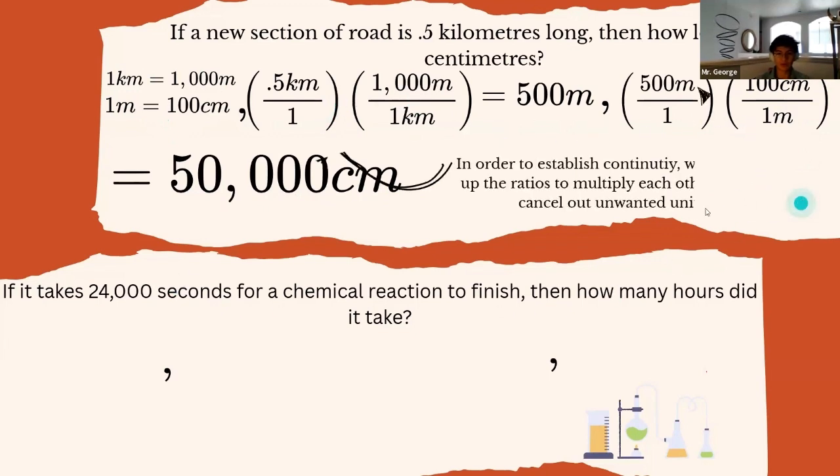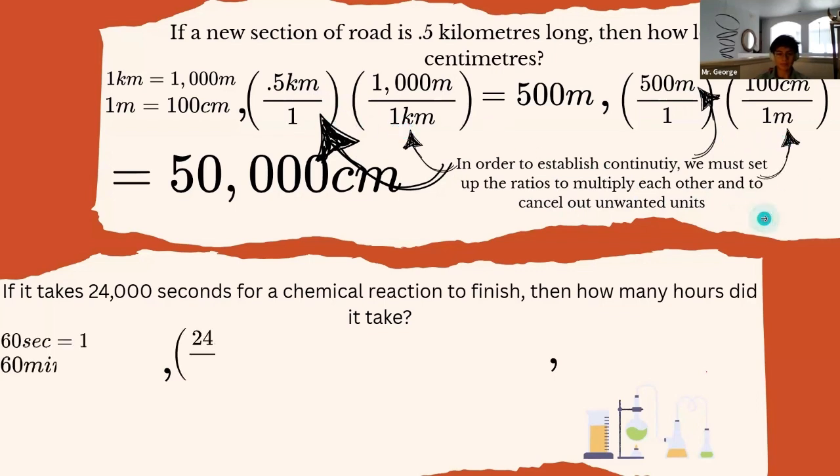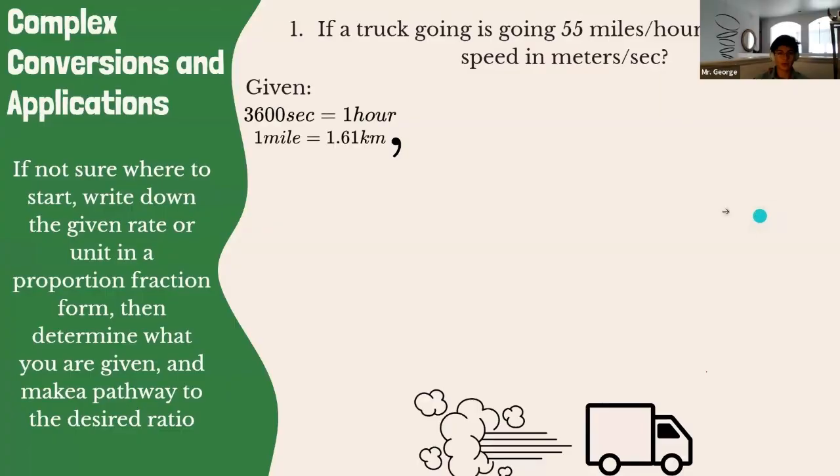You guys can look over the other ones. So in order to establish continuity, we must set up the ratios to multiply each other and to cancel out unwanted units. So here, kilometers, and there's another kilometer there. So we cancel these out, and we cancel these out. All right, we're going to keep on going.